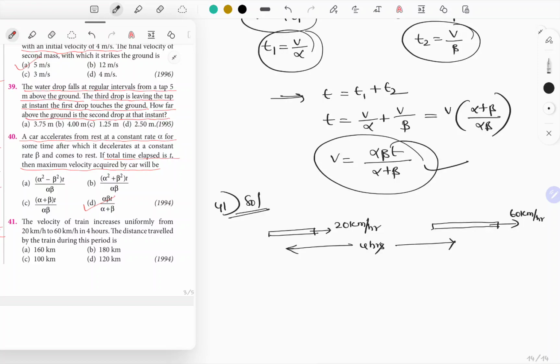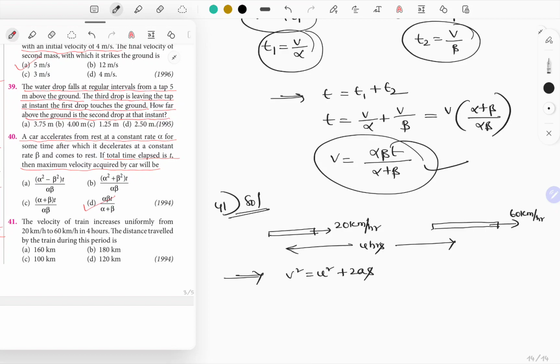The distance traveled by the train during this period. So they are asking the distance traveled by this train during this period. For that I should know the value of acceleration, then only it is possible. Okay, let's say v squared is equal to u squared plus 2as. Let me find out acceleration with the help of this.